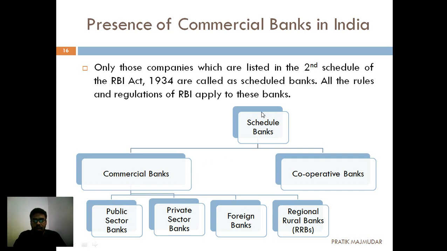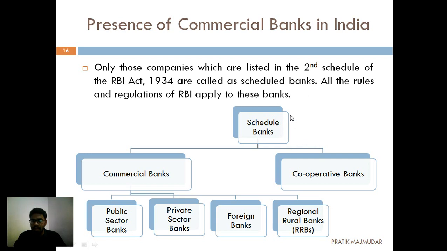You have to remember this definition as well. What is called a scheduled bank? Those banks which are listed in the second schedule of the RBI Act 1934 are called scheduled banks. All the rules and regulations of RBI will be applicable to all these banks. Now, what are cooperative banks? NBFCs, non-banking financial corporations, all of them are included in cooperative banks. Okay, so this is part one. Tomorrow I will come with the second part of this chapter.